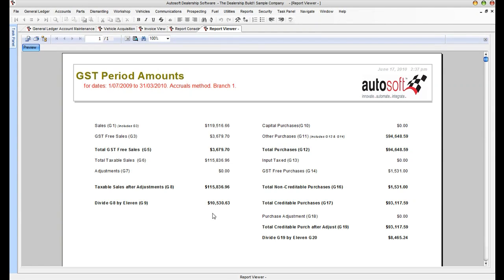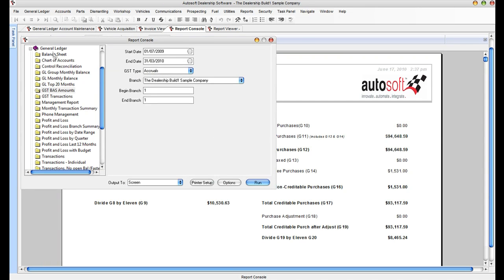Now we can see here we've got 2 columns. The first one is all about the GST that we've collected on the things we've sold, which was what we saw in account 2050, the GST collected general ledger account. And on the other side here, it's all about GST that we've paid when we've been buying things, which we'll remember was our 1200 account for GST paid. Now you can see the 2 totals there. We've got 10,530.63, and 8,465.24. Now those totals should correspond back to what's in the balance sheet.